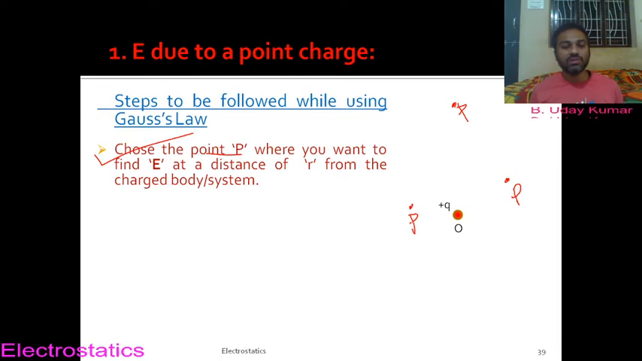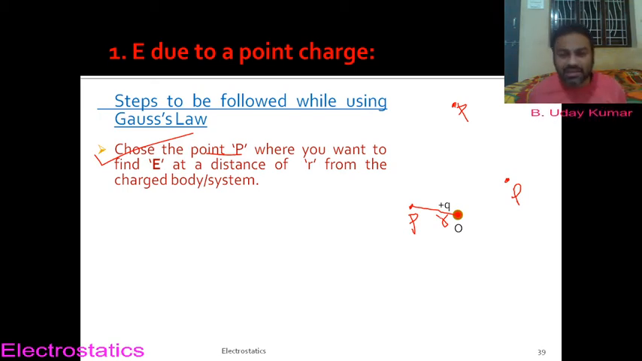Anywhere that you want, you just choose a point P where you want to find the electric field intensity. You have to choose the point P, and let us take the distance of that point P from this charge as r. So you have to choose the point P, and also choose the distance of point P from the charge as smaller.